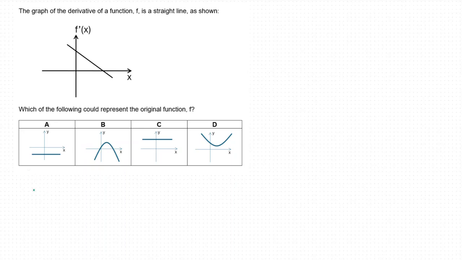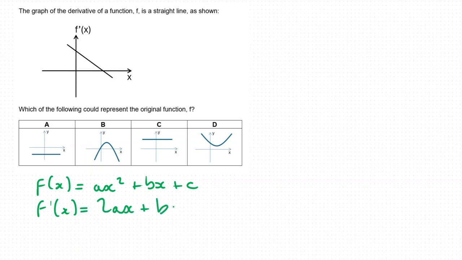So let's just look at if we had a parabolic function, ax squared plus bx plus c, and we differentiated that, we can see that we would end up with a straight line. Okay, so if we're ending up with a straight line, the original function was a parabola. So we can exclude A and C as options.